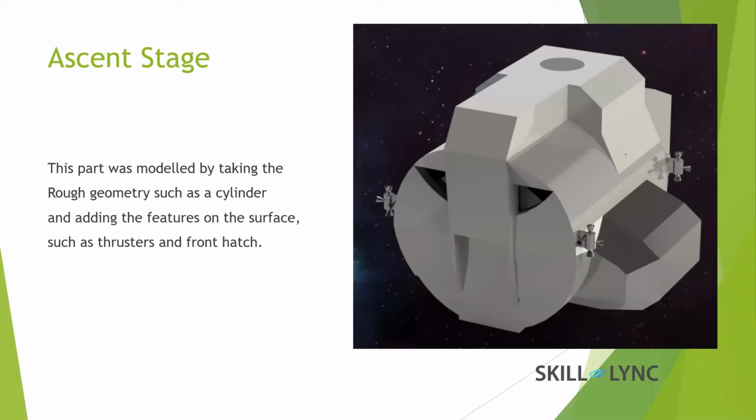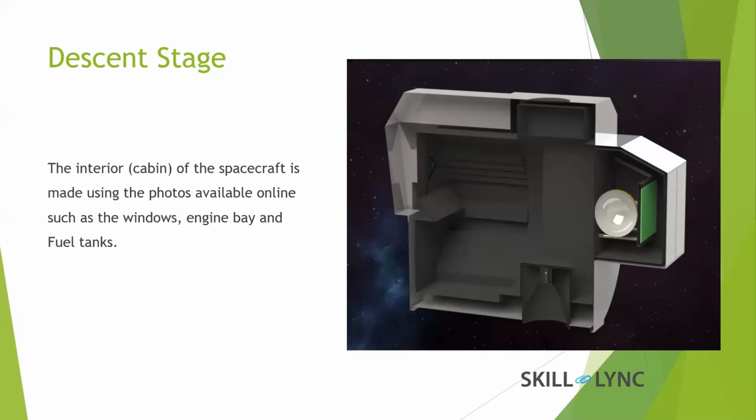So what I did was I used a circle as a reference, and I made this part in sections and then added external features to it. This is the internal section of this Lunar module. Okay, I'll explain it in detail later on.